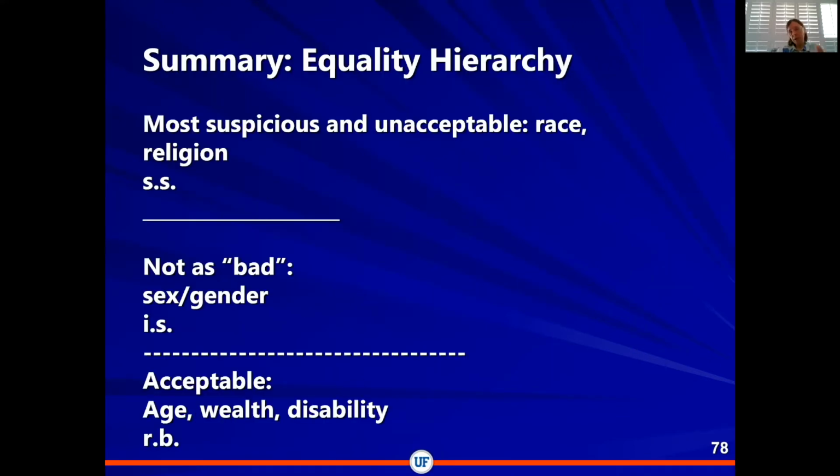Okay, so there's my equality hierarchy. We're really suspicious of race discrimination, racial classifications. We're not as suspicious of sex classifications, and we're okay, for the most part, with wealth and age and disability discrimination. So again, if I can get above that dotted line, I'm into the individual rights, I'm upping the ante for the state, so the individual has a greater chance of winning in a democracy. But if I can't make it above that line, the individual's lost in the political majority.